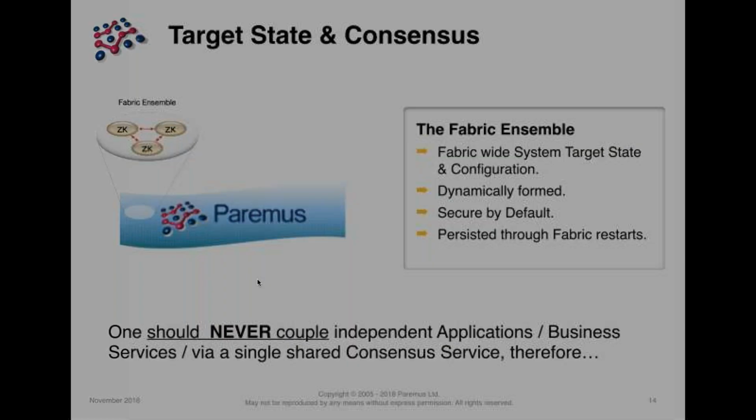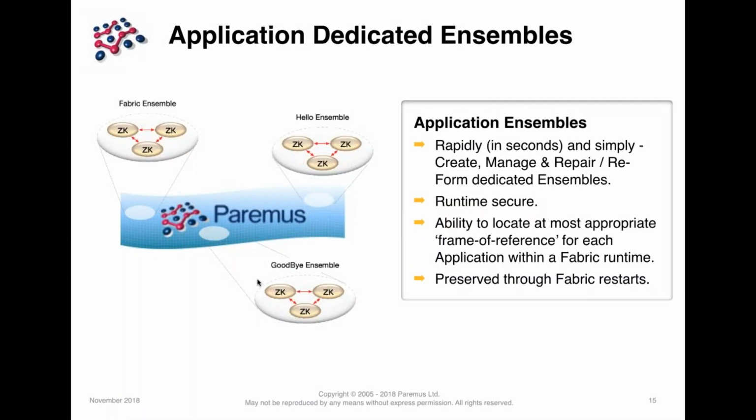So how do we deal with this? Well, we just make it very easy in the fabric to create ensembles as required. So if you've got, for example, an HDFS environment and you need a ZooKeeper for that, create a dedicated ensemble. If you've got a Kafka message queue infrastructure and you need a separate ensemble for that, create a dedicated ensemble. And so what we're going to do now is go through that process and just show you how simple that is, and also demonstrate the labeling facility in the fabric.